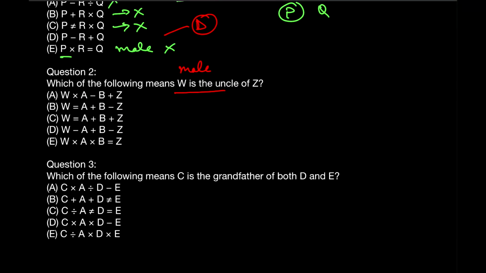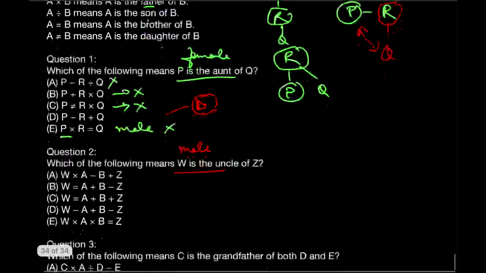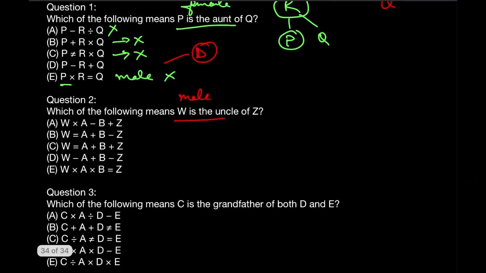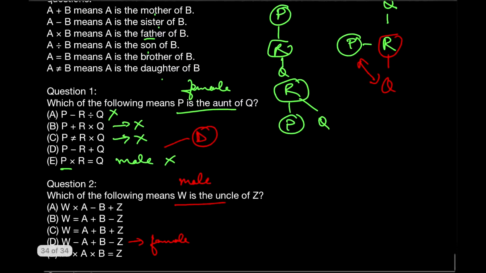We have to make sure that W stays a male. Okay, now W minus A. W minus A means W is the sister, which is not accepted. So option D got eliminated because it's female. Fine. Now, W into and W equals to. Into means father and equals to means brother. So both are pertaining to male figures only. So that would be fine.